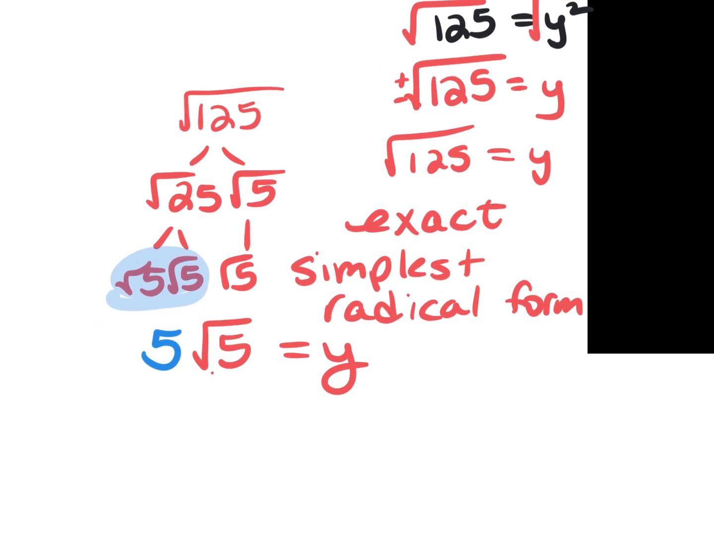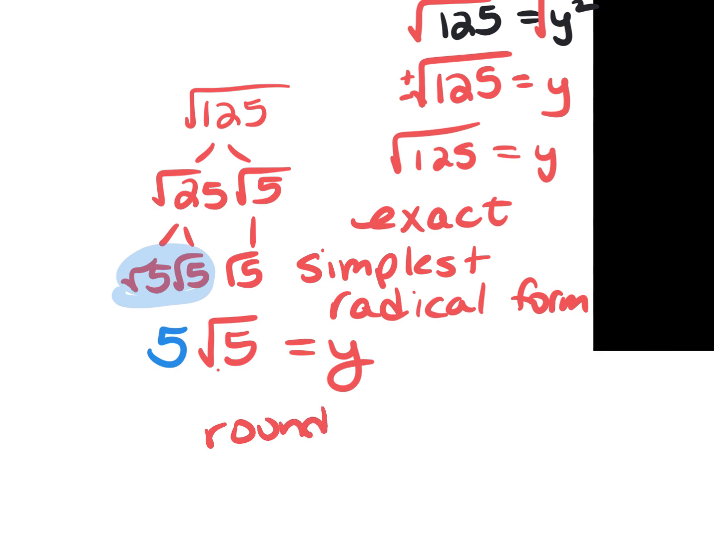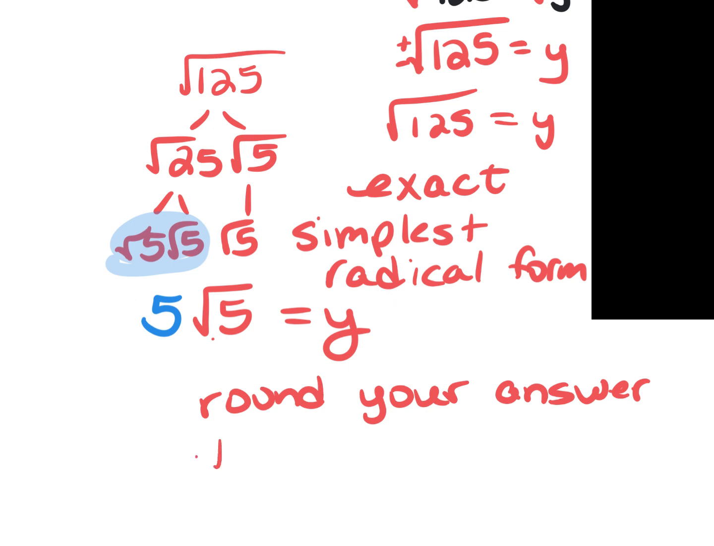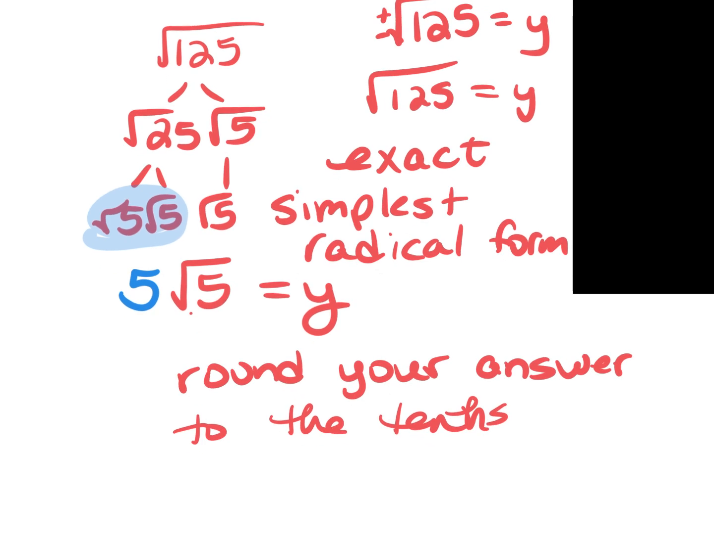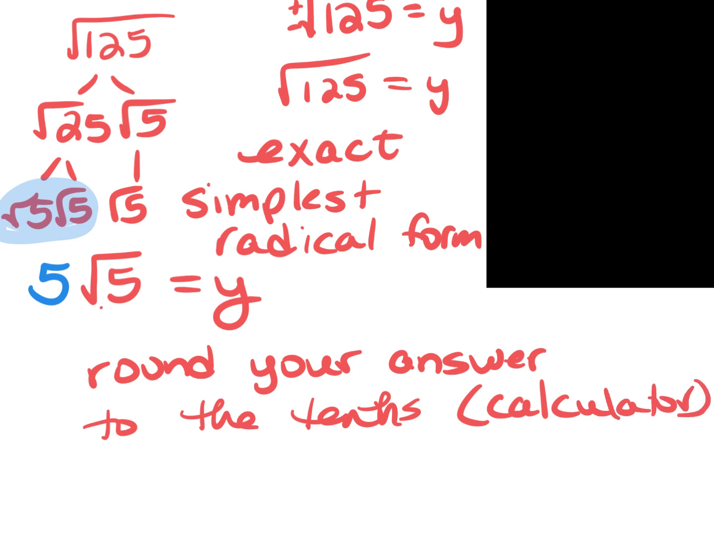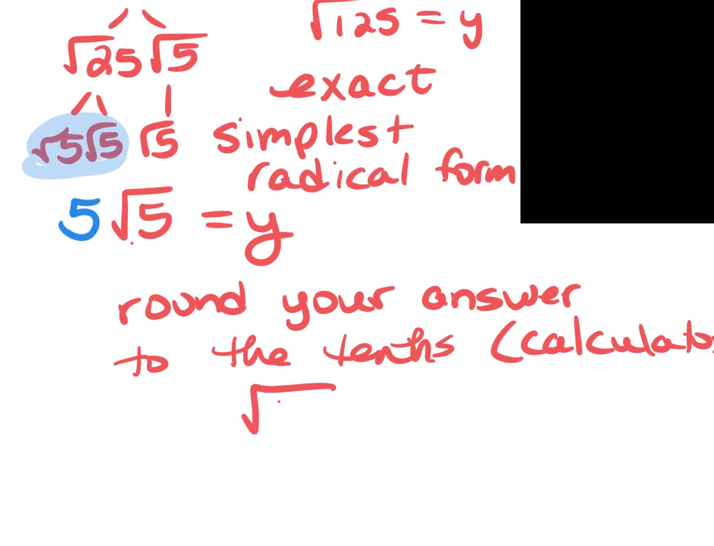Now, if the question says round your answer, they'll tell you a specific place. If it doesn't specify and it just says round, then they want the tens place. If they want a place other than the tens place, they will specify. So let's say it says round your answer to the tens place. Whenever it says round, this is going to be a calculator question. So you'll get out your calculator. You're going to do the square root of 125 on your calculator.